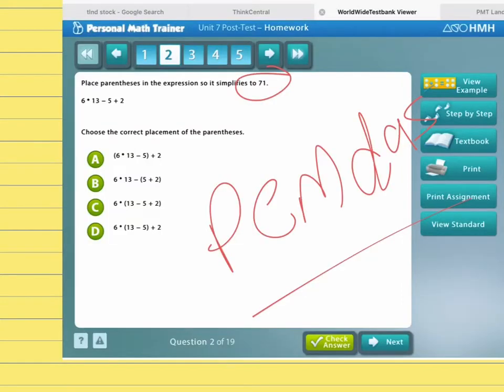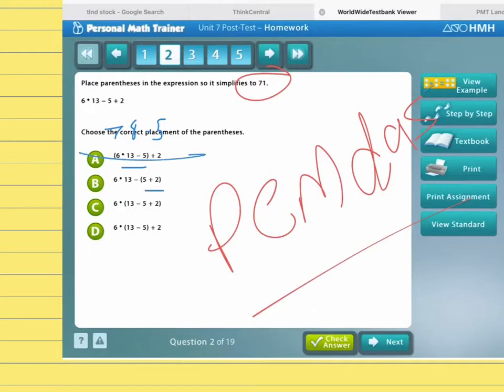Question number 2, it's a PEMDAS question. We need to find the expression that simplifies to an answer that equals 71. So PEMDAS, first you look at the parentheses for A. And because multiplication is first and of greater importance, you do 6 times 13, which is 78. And then you subtract 5, you get 73, and then you add 2 to get 75. So A does not work.